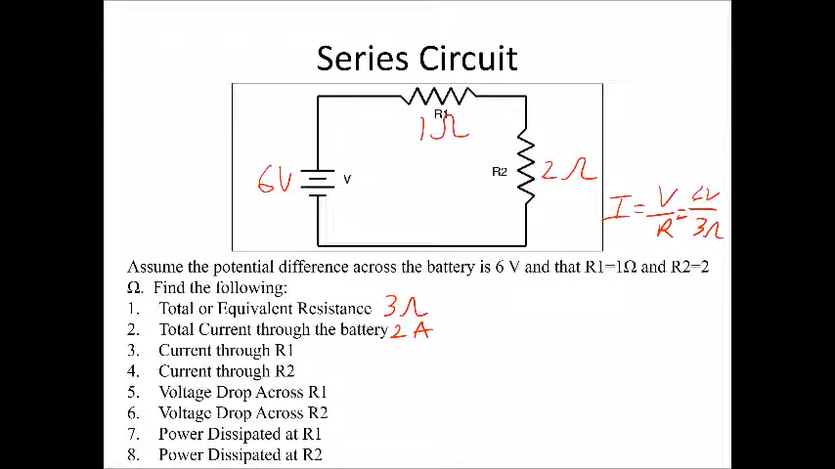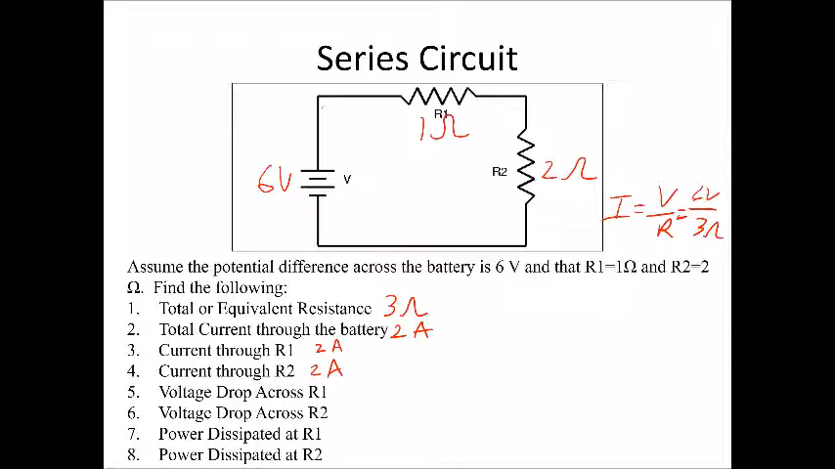Now, since there's only one pathway in a series circuit, the current that leaves the battery has to go through R1, through R2, and then back to the other terminal of the battery. So in a series circuit, the current is constant. If 2 amps leave the battery, 2 amps go through both R1 and R2 and return to the battery. So that means this is 2 amps. This is also 2 amps.